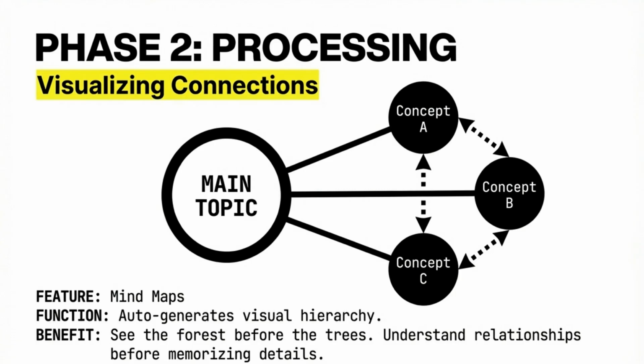Phase 2 also includes visualizing connections. The tool auto-generates mind maps. This allows you to understand the relationships between concepts before memorizing specific details.